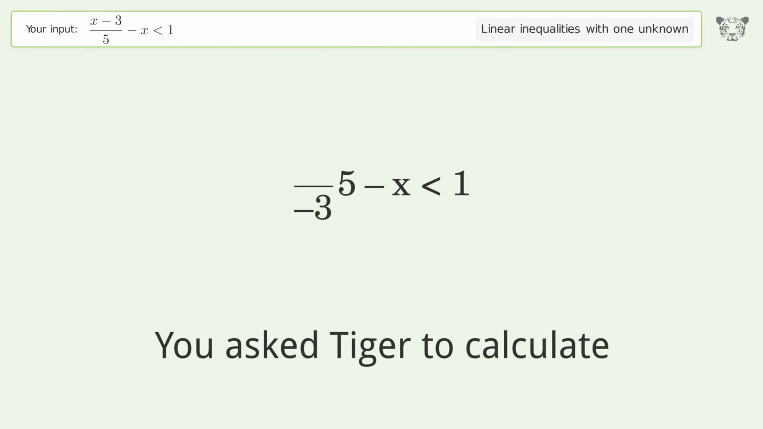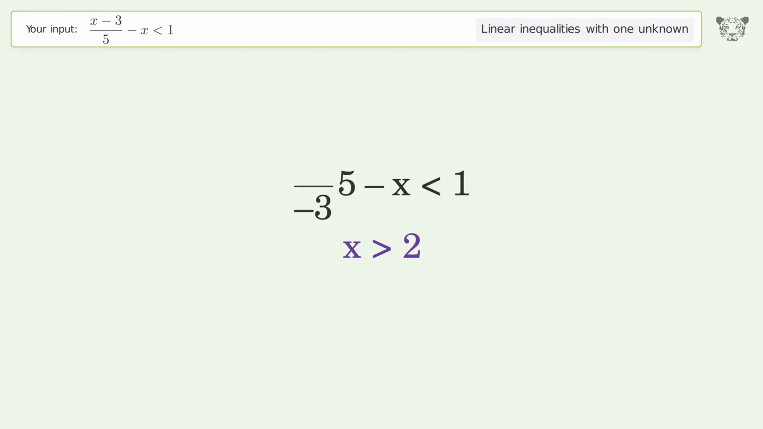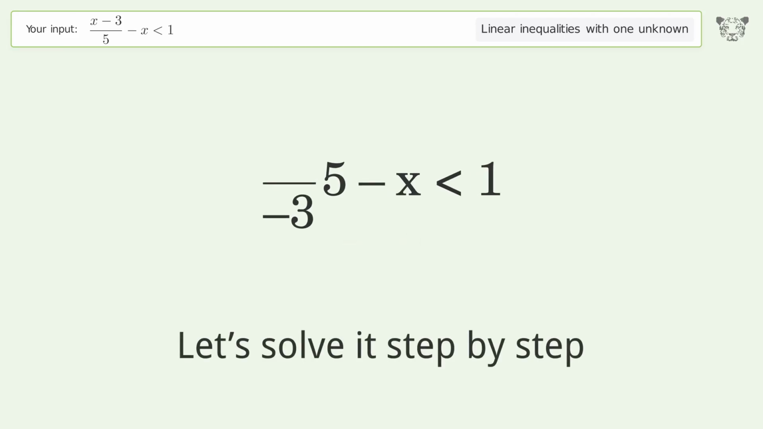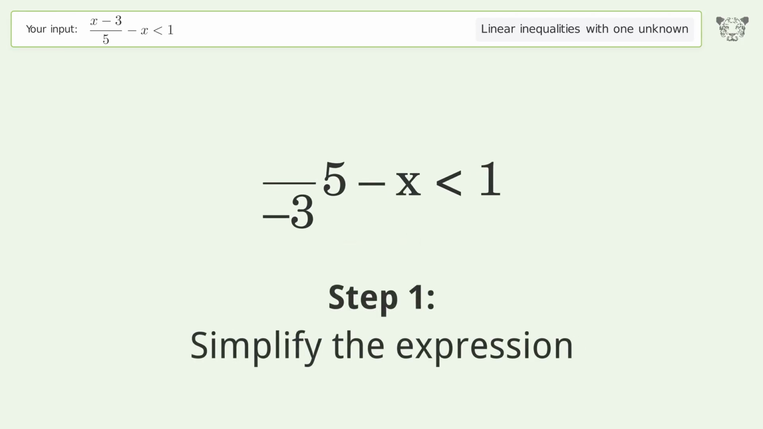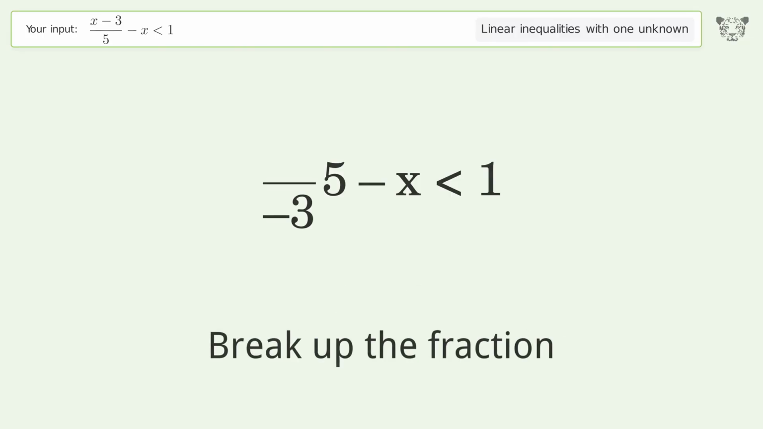You ask Tiger to calculate. This deals with linear inequalities with one unknown. The final result is x greater than -2. Let's solve it step by step. Simplify the expression. Break up the fraction.